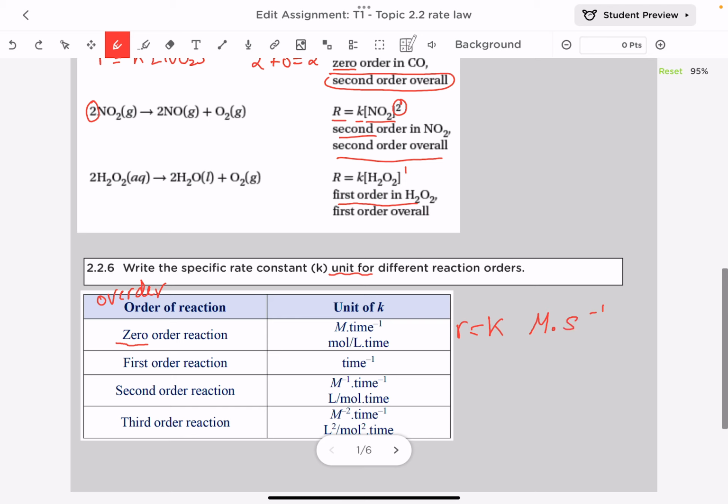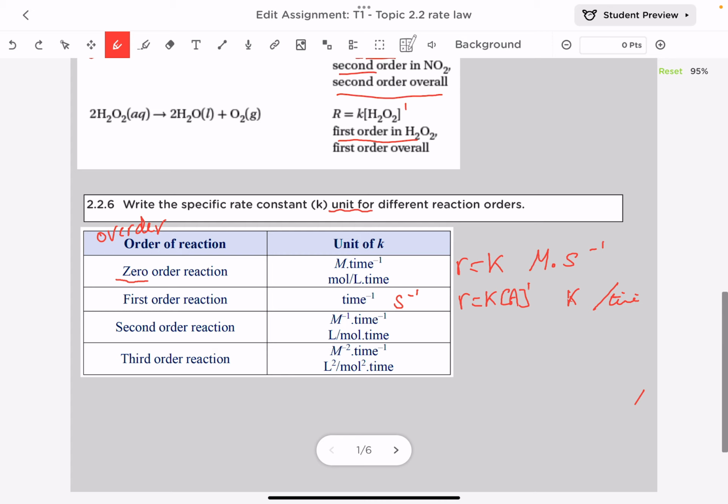Now, if the reaction is first order, R is going to be equal to K multiplied by the concentration of a reactant raised to the power 1. At this point, the unit of K is simply per time. So, for example, s minus 1, or minute minus 1 if the time is in minutes. Now, if it's second order, we start saying molarity minus 1, time minus 1. The time is not going to change. It's always per time. So, for example, per molar per minute.